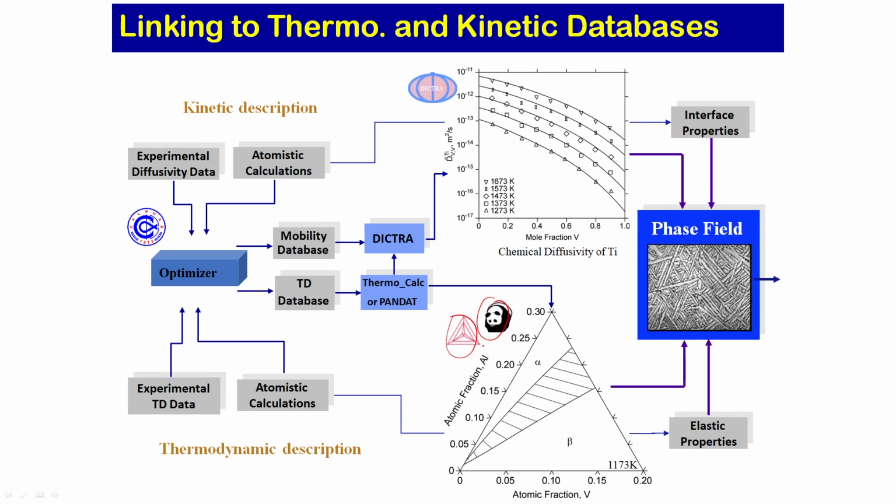Once you get that, we can calculate the mobility databases that can be used for diffusion calculations, and we can also use experimental data and optimize. Once you optimize that, you can get a much better understanding of how the rate of transformation can happen. Here the chemical diffusivities in a titanium alloy are shown, which is nice, but does not provide you the microstructure of the titanium alloy.